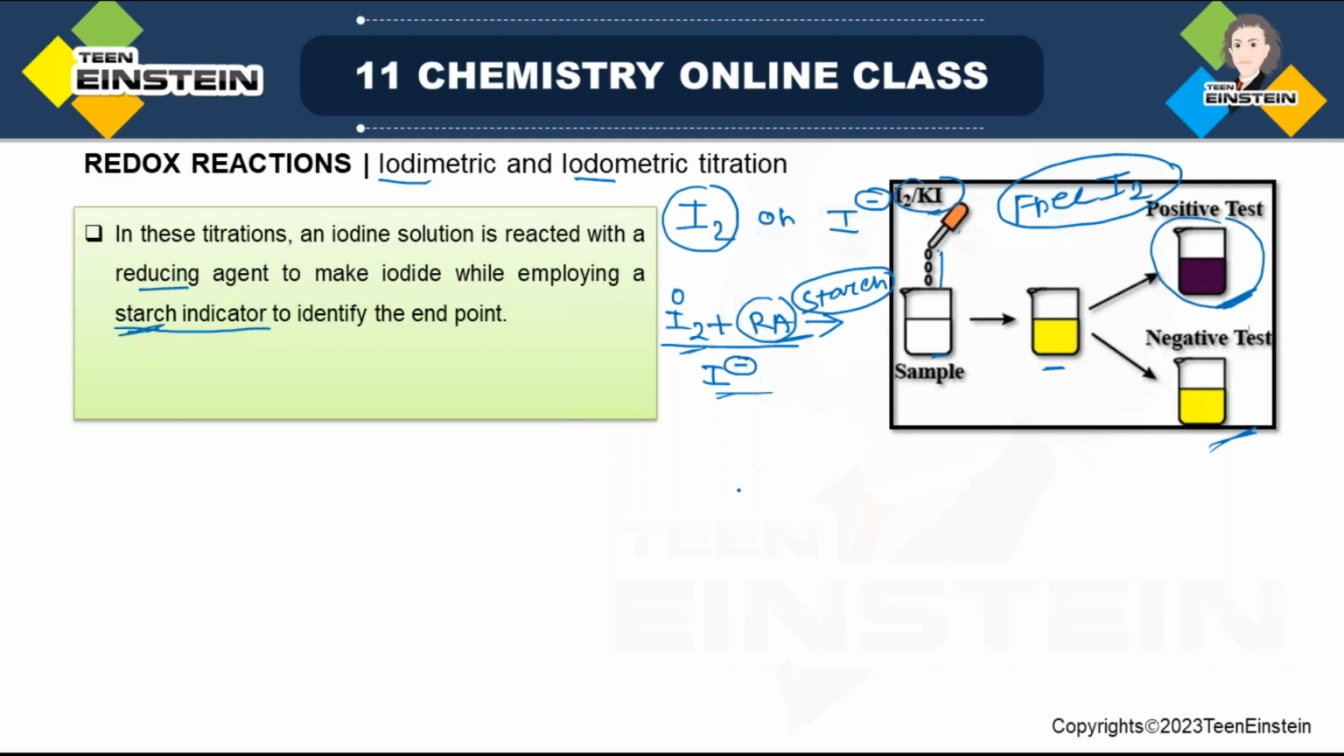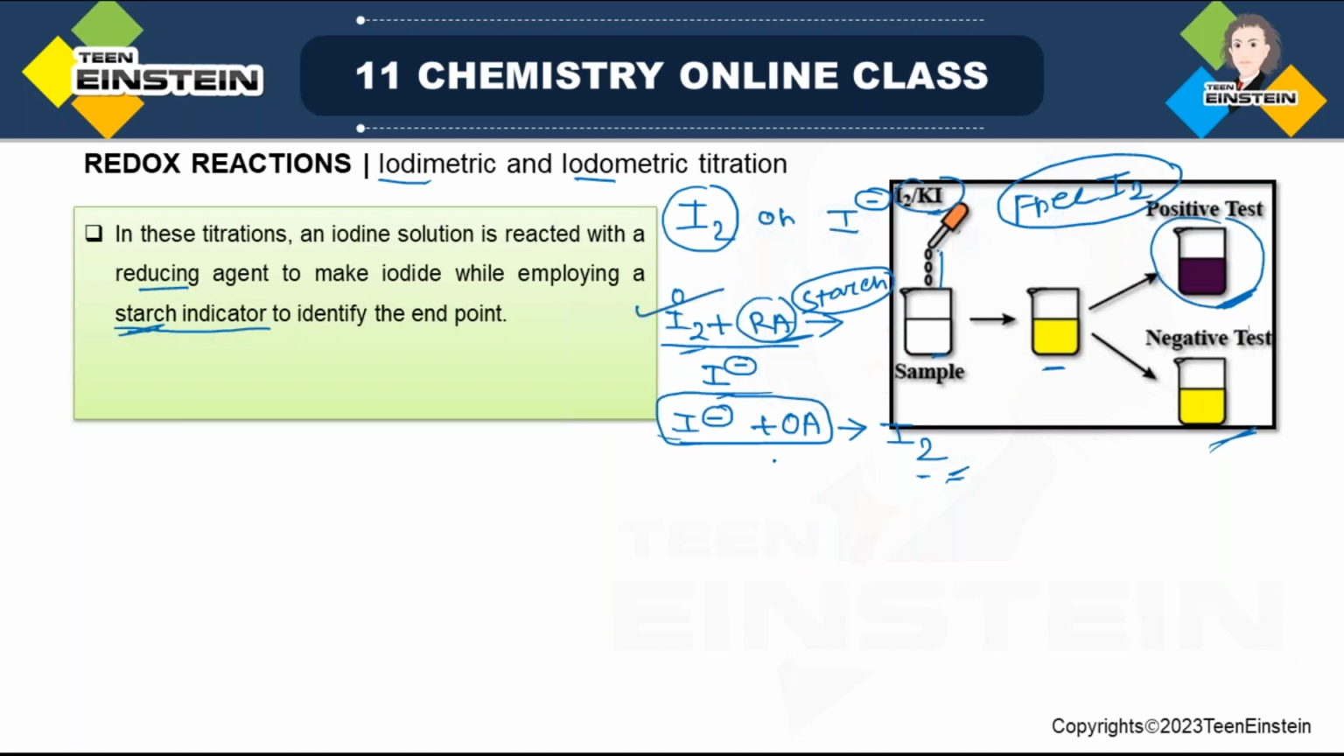Similarly, the reverse also we can do. Suppose you have taken I minus solution and now you have added some oxidizing agent, and it will convert I minus to iodine. Now initially when you add starch indicator to this solution, there will be no blue color, but as soon as the reaction progresses, there will be generation of blue color. But remember, obviously it will not be able to indicate the end point, because once the first iodine is formed, then also it is blue color. Once all the I minus is converted, then also it is blue color.